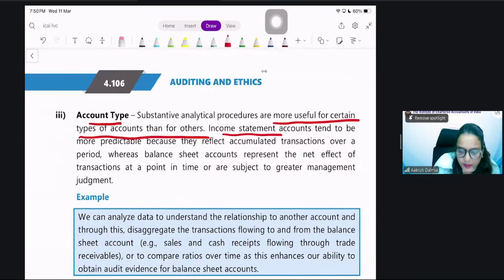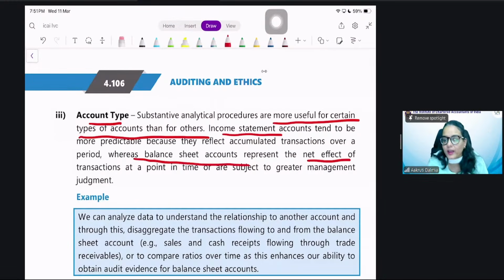So income statement, that's why I told you P&L, income and predictable expenses are more useful for using analytical procedure. Whereas balance sheet items usually have net effect, and that is why there is more judgment involved. So you have to do more vouching and verification. Usually analytical procedures are more suitable for P&L items. In balance sheet items, you have to do more vouching and verification, and you can use analytical procedure, but not as primary evidence.